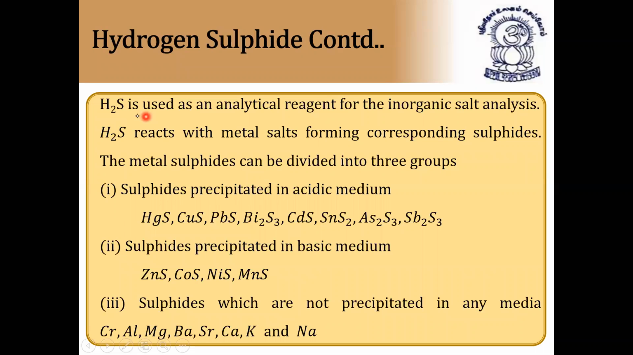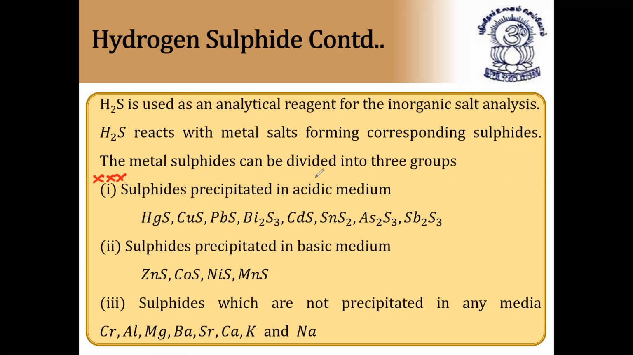Hydrogen sulfide continued. Hydrogen sulfide is used as an analytical reagent for inorganic salt analysis. Hydrogen sulfide reacts with metal salts forming corresponding sulfides. The metal sulfides can be divided into three groups. Sulfides precipitated in acidic medium. So these are very important for IIT Advanced.